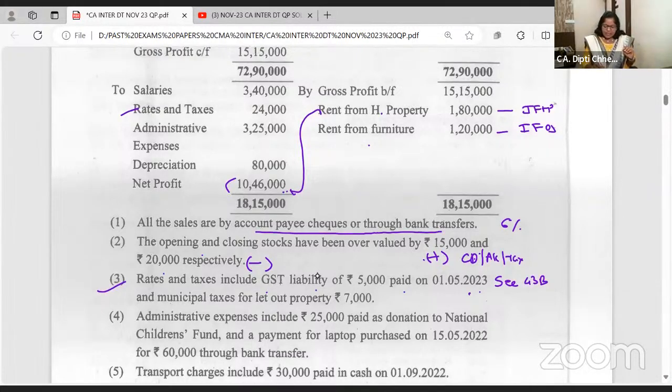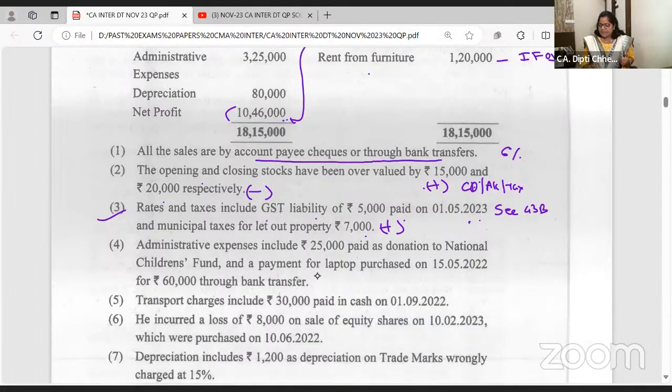Municipal taxes are included in this. Municipal taxes are allowed as expense, but in house property, not in the business head. So other head related expenses, if they are debited, add back. Why add back and disallow? Because this deduction you're going to get in the house property. Done? Chalo.